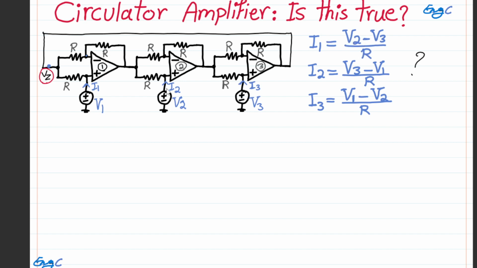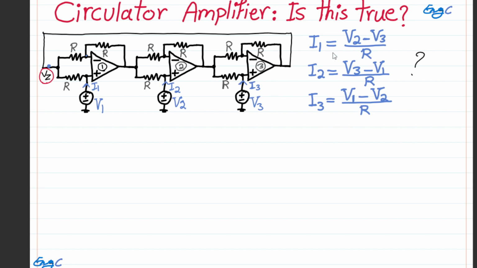So I1 is V2 minus V3, and then I2, the current at port 2, depends on the difference of voltage at port 3 and 1 divided by R. R is the common resistor throughout the circuit, the circuit parameter. And finally, I3 depends on the voltage difference between the two other ports, V1 and V2, divided by R.